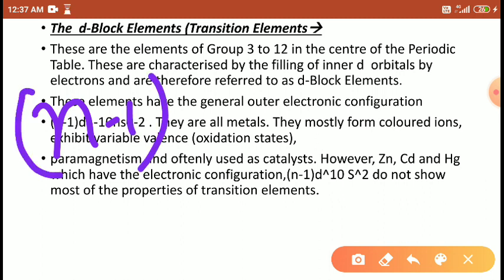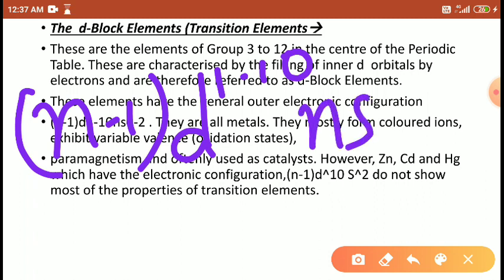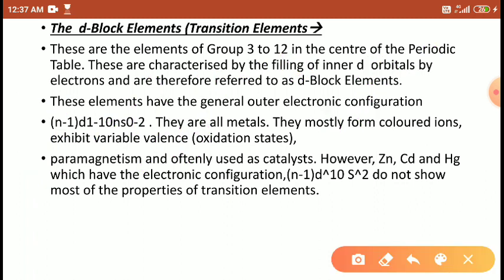In (n-1)d, 1 to 10 electrons are occupying, and in ns, 0 to 2 electrons are occupying, right, students? The D block elements are all metals. Metal means they are malleable, ductile, good conductors of heat and electricity, and lustrous in nature. So that is a metal.